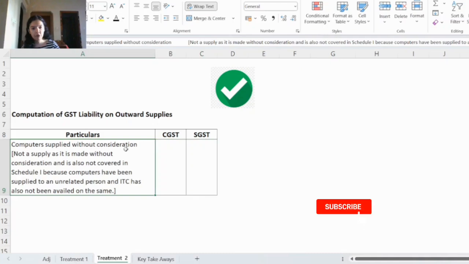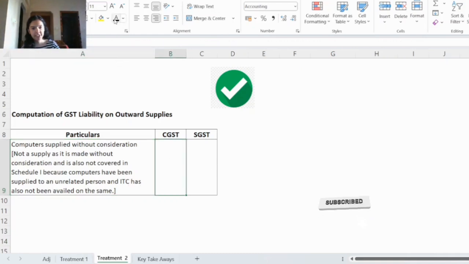Computer supplied without consideration. This is not a supply as it is made without consideration, and also it is not covered under Schedule 1 because computers have been supplied to an unrelated person and ITC has also not been availed on the same. Hence CGST and SGST is 0. So if a supply is made without consideration, it will be considered as a deemed supply only when it is made to a related person.